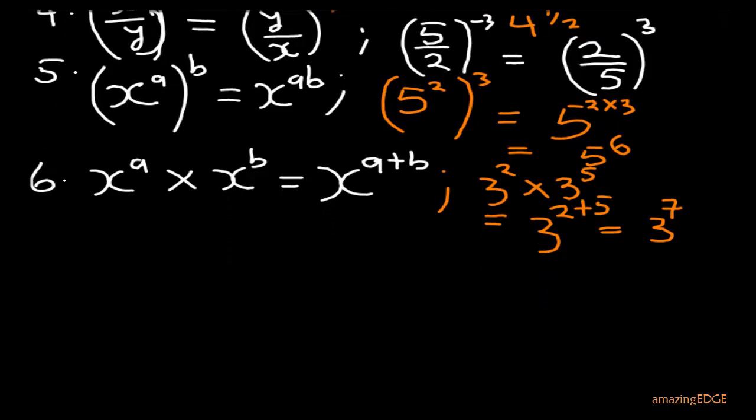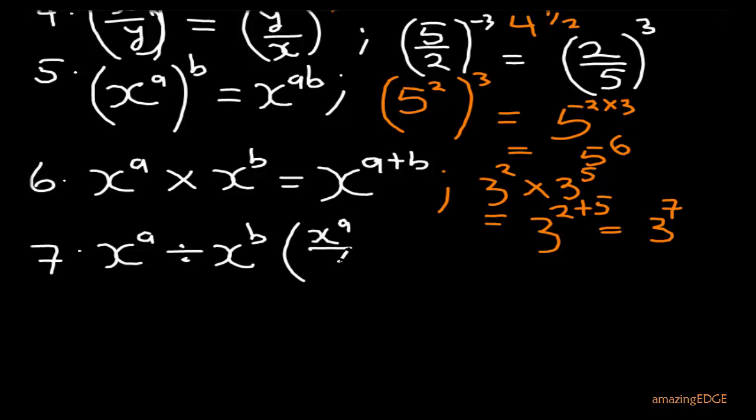Supposing we have, so we look at division this time around. Supposing we have x raised to power a divided by x raised to power b. Okay, so how do we look at this? Remember that this is the same thing as saying x raised to power a over x raised to power b. That's the same thing. So this will give us, by the law of indices, x raised to power a minus b. What do you observe?